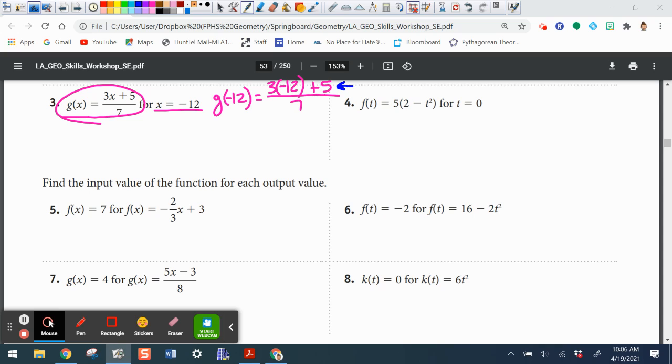So we're just going to simplify this top using order of operations. I'm going to do multiplication first. So 3 times negative 12 is negative 36. Bring down the plus 5 and bring down the positive 7.